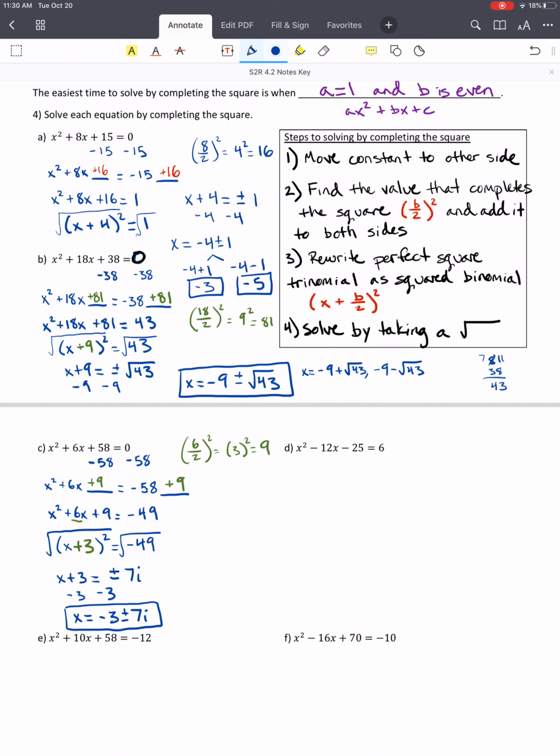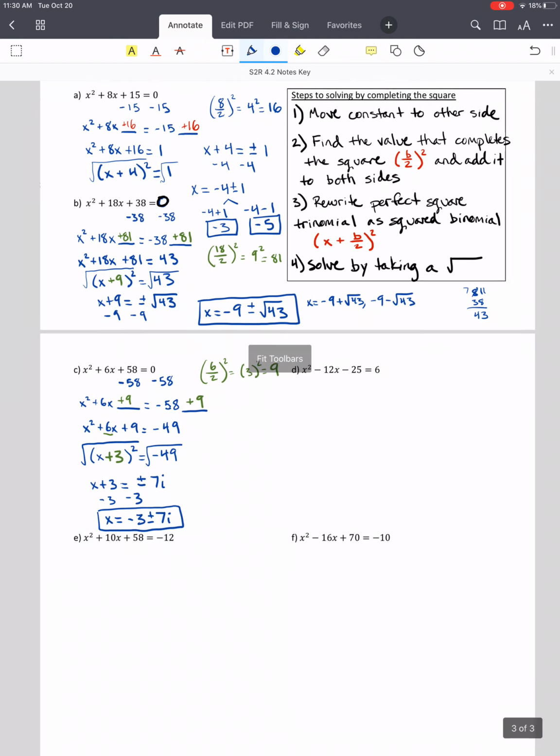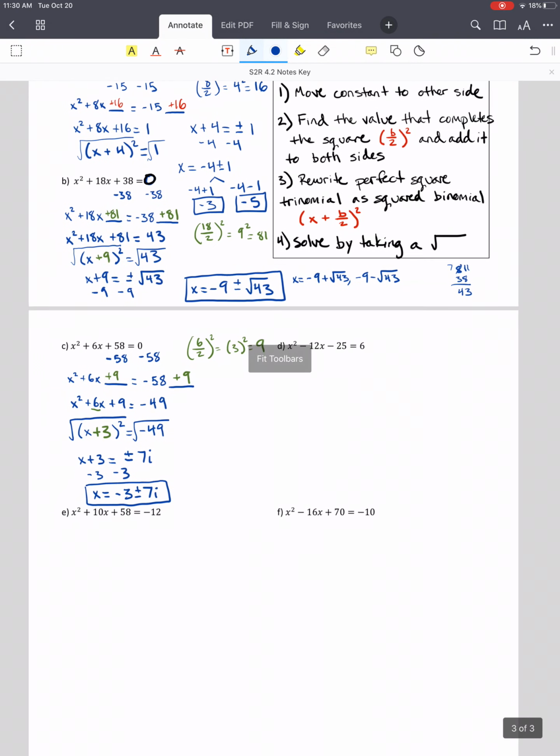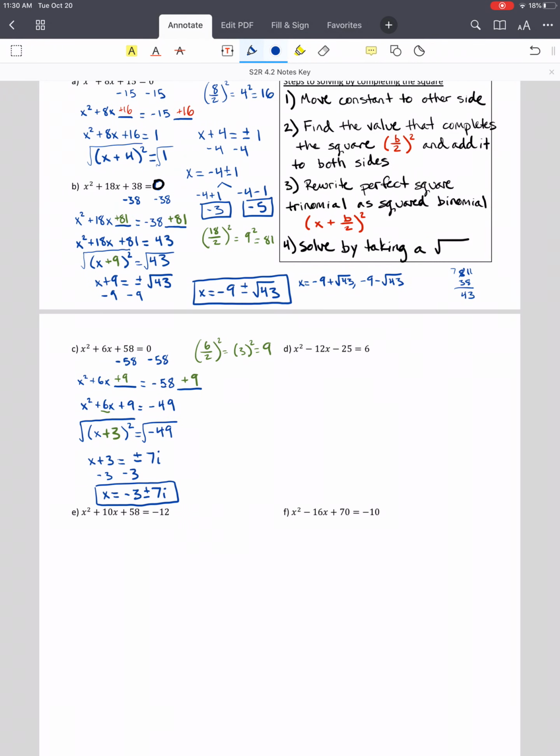Let's just do one more. Let's do example F. Keep our steps up there shown. All right, example F. Once again, I'm going to start by subtracting the constant from both sides. Okay, this time we have a negative 10 first, so negative 10 minus 70 is negative 80.